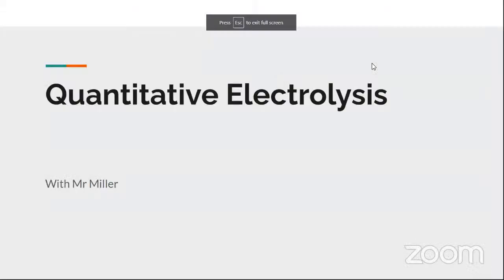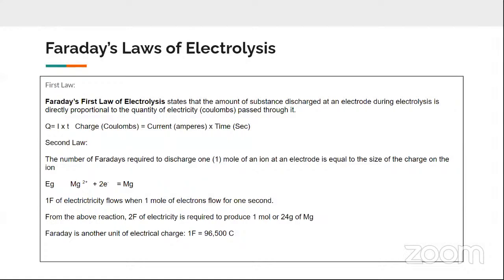All right. Now, the quantitative section of electrolysis has to do with the relationship between the amount of electricity that passes through the circuit and the quantity of product formed at the electrode. So there's a relationship between the amount of substance discharged or produced at an electrode and the amount of electricity that flows through it. In fact, it's a proportional relationship. And that relationship is described by Faraday's laws of electrolysis.